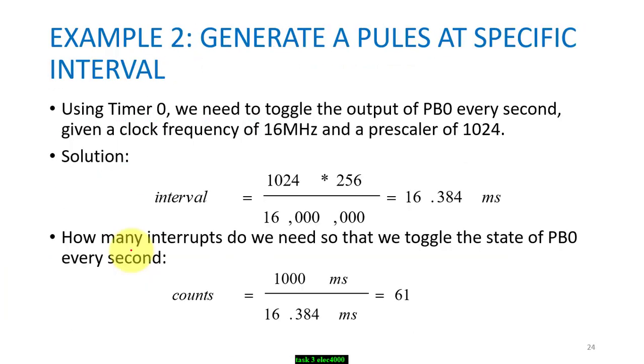Again, here is another example: we are using timer 0 to generate a toggle of B0 every second, for a clock frequency of 16 megahertz and a prescaler of 1024. Every second means, first of all, I will get the interval for counting from 0 to 256. I will count from 0 to 256 in 16.384 milliseconds. Each 1 second contains 61 of these intervals. So if I want to toggle every 1 second, I need to count 61.